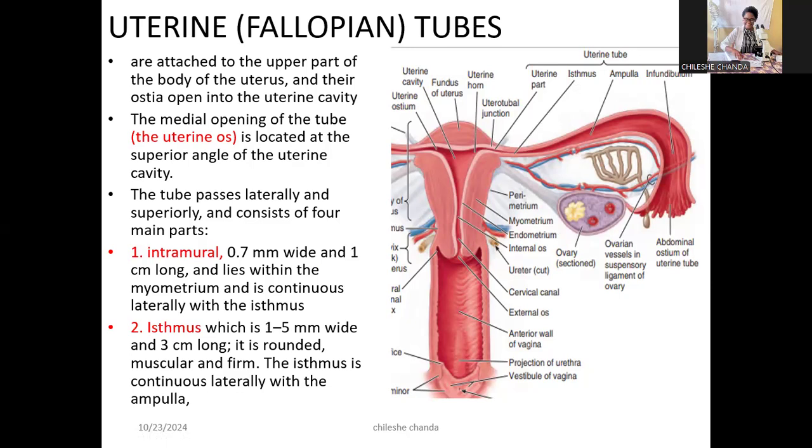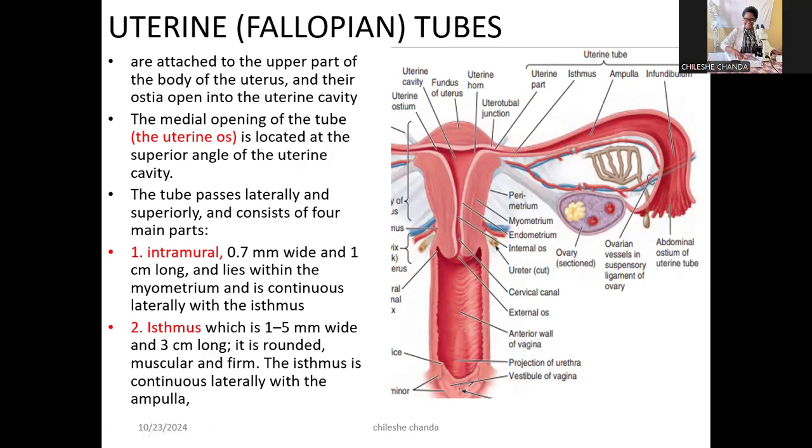And now let us look at the fallopian tubes. Fallopian tubes are also known as the uterine tubes. The uterine tubes are attached to the upper part of the body of the uterus, and their ostia open into the uterine cavity. Here we have this opening into the uterine cavity. This is the lateral opening, this is the medial opening. The medial opening of the tube is located at the superior angle of the uterine cavity.